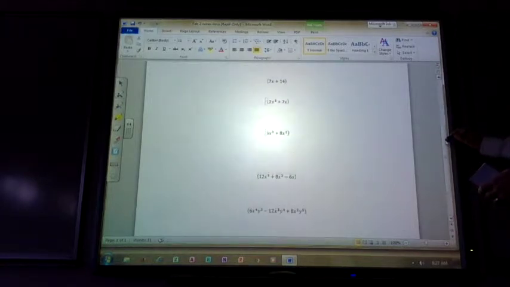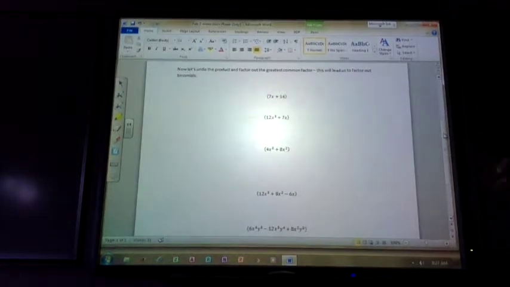All right, so the directions say now let's undo the product and factor out the greatest common factor. This will lead us to factor out binomials. That's what we'll eventually get to.